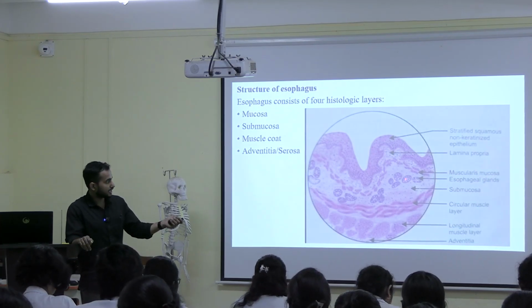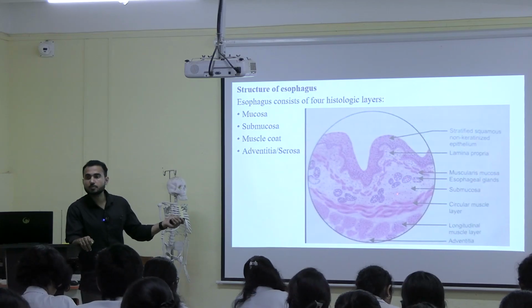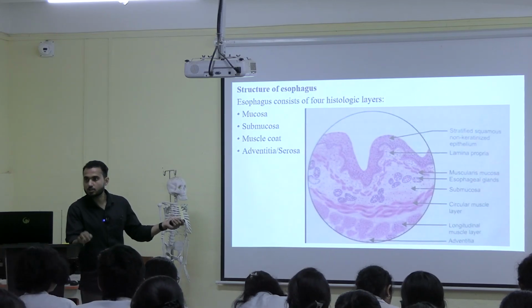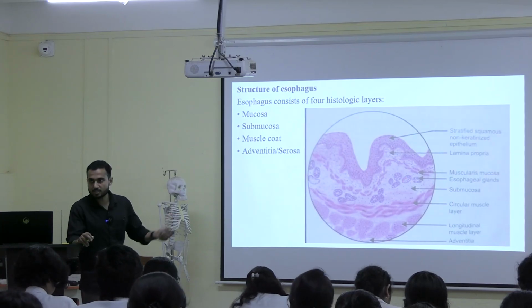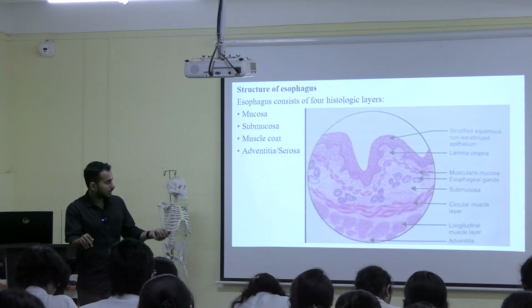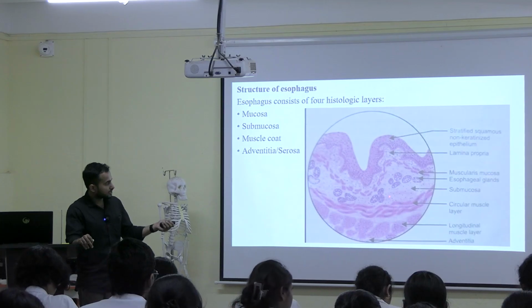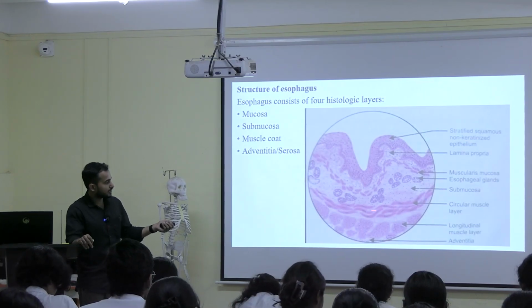Here you can see esophageal glands. So this kind of appearance will be there in the microscope that you have to identify. These are the cut section of the esophageal glands, mucus secreting glands. Next, outside of that you can see this is the muscularis externa.